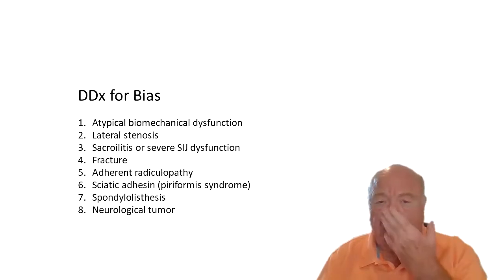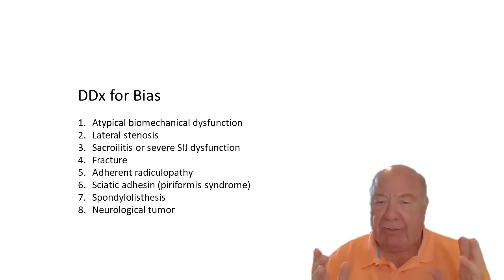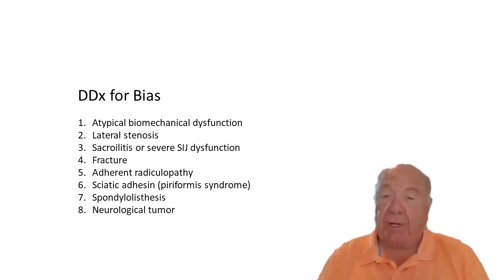Sacroiliitis is a severe sacroiliac joint dysfunction. First off, Gaenslen's test is going to be positive with these almost certainly. You can actually do an objective Gaenslen, or you can do the other stress test and reproduce this SI joint pain.